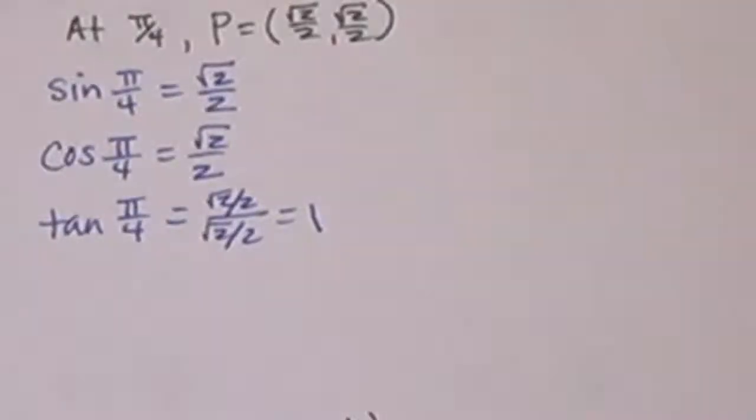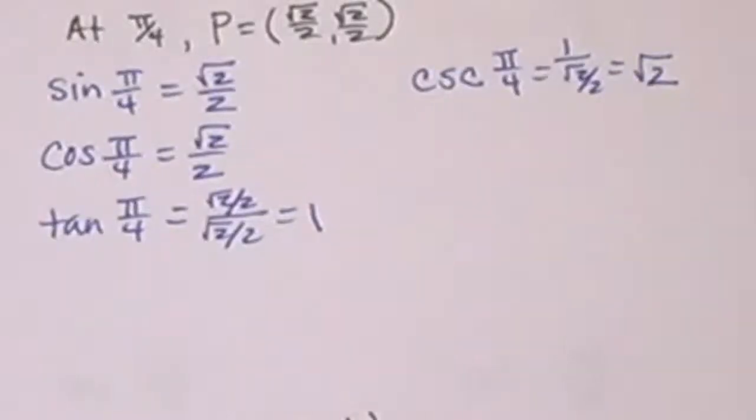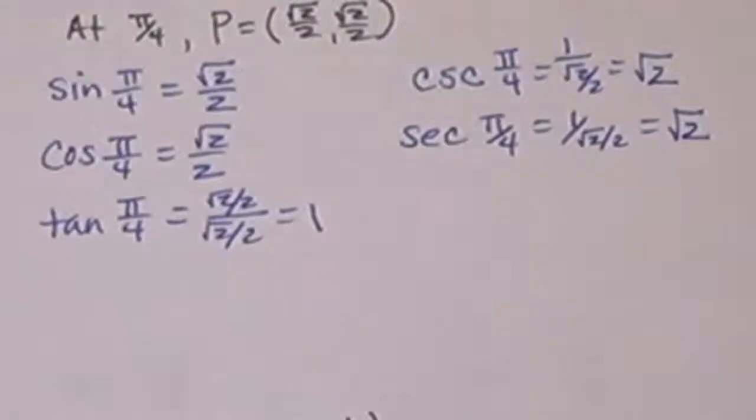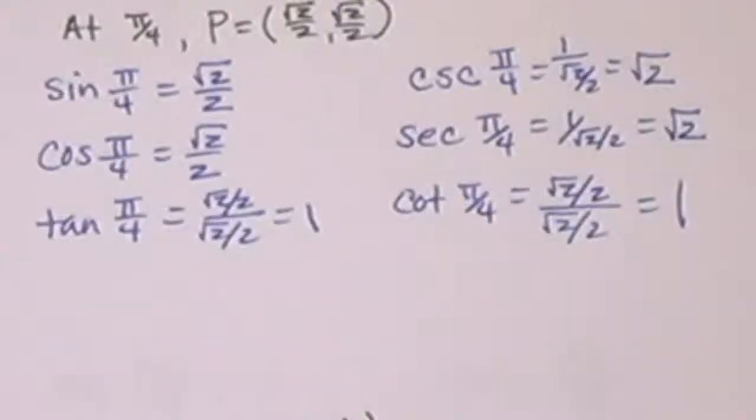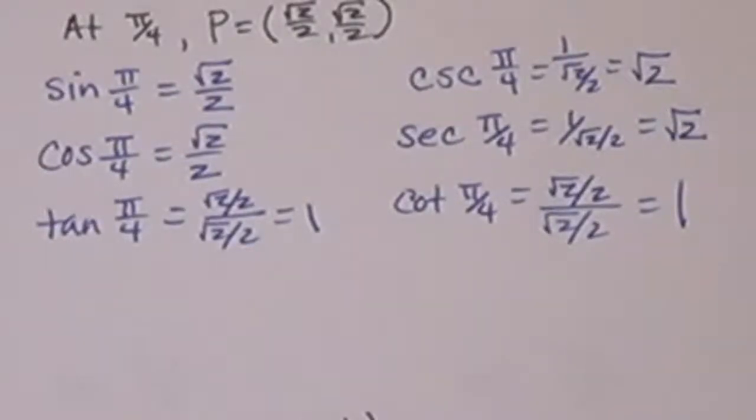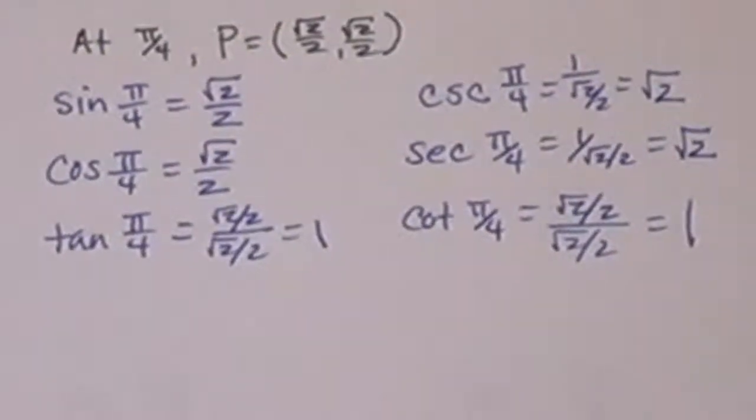Our tangent of pi over 4, which again we can think of as y over x, we see that we just get a value of 1. For the other 3, again we can go to the reciprocals. So the cosecant of pi over 4 is going to be 1 over root 2 over 2, which again, if we simplify and rationalize, we find that we just get the square root of 2. Secant of pi over 4, we see that we get the exact same thing. Cotangent of pi over 4, much like our tangent of pi over 4, is also going to give us a value of 1. So again, because our x and y coordinates are the same, we get the exact same value for tangent and cotangent.